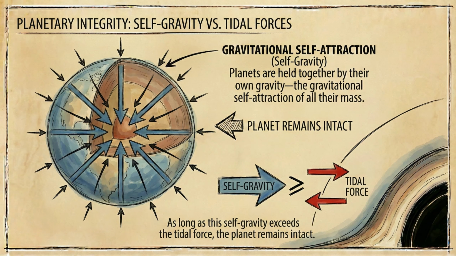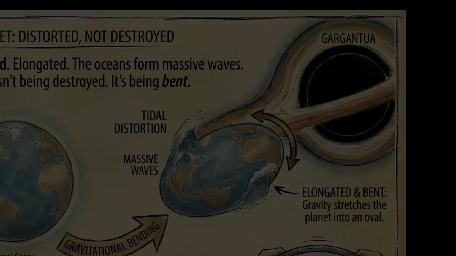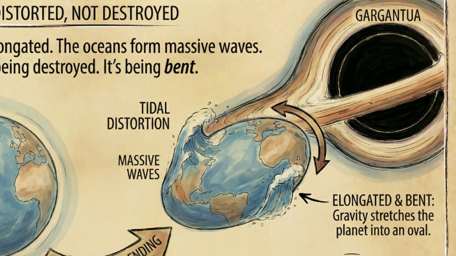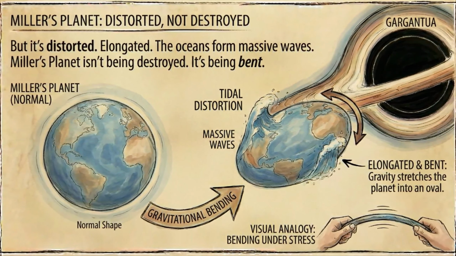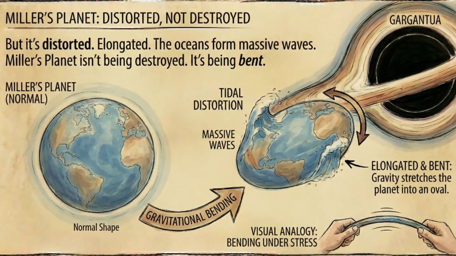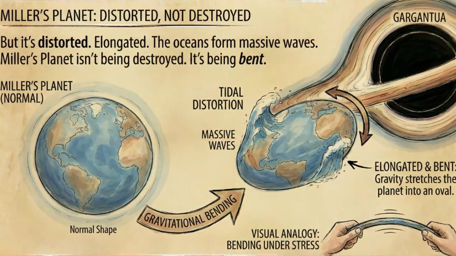Planets are held together by their own gravity, the gravitational self-attraction of all their mass. As long as this self-gravity exceeds the tidal force, the planet remains intact. But it's distorted, elongated. The oceans form massive waves. Miller's planet isn't being destroyed, it's being bent.